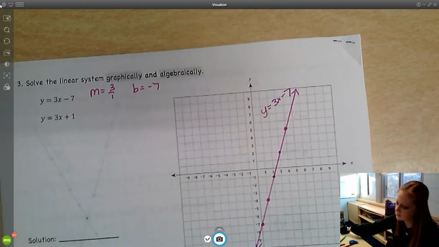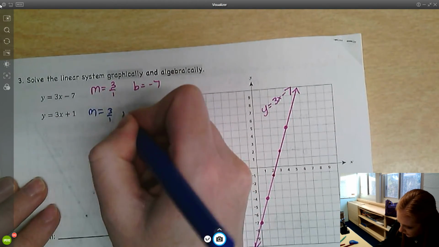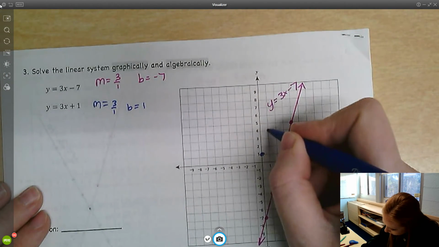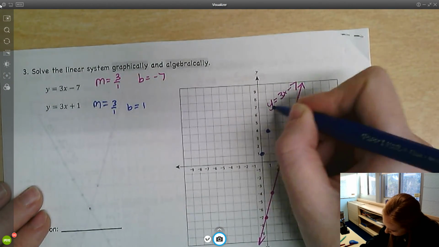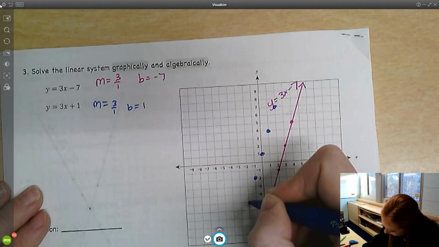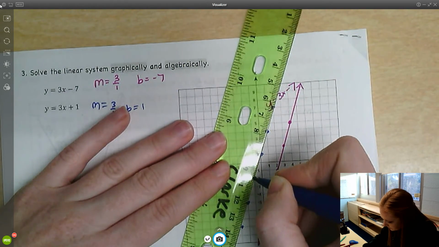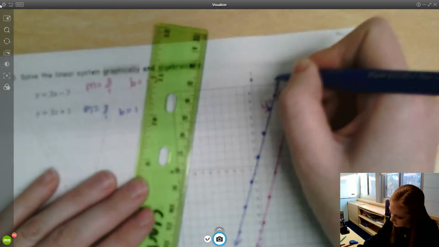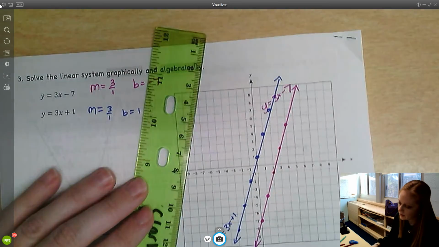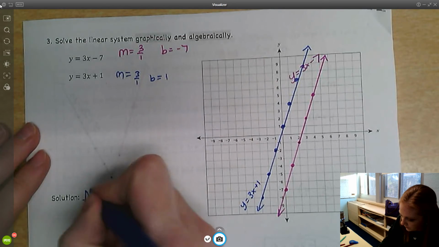Okay, and then my other one, let's see, I'll do this in blue. Our slope is 3, 3 over 1, I'll rewrite it, and our b is 1. Begin at 1 and go up 3, right 1, up 3, right 1, down 3, left 1, down 3, left 1. Something's going on with these two. These have no solution. We graphed some parallel lines. They're never going to intersect.